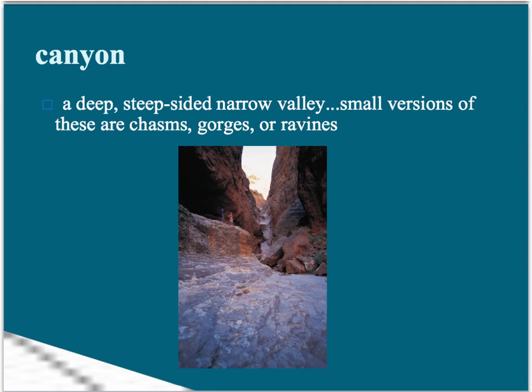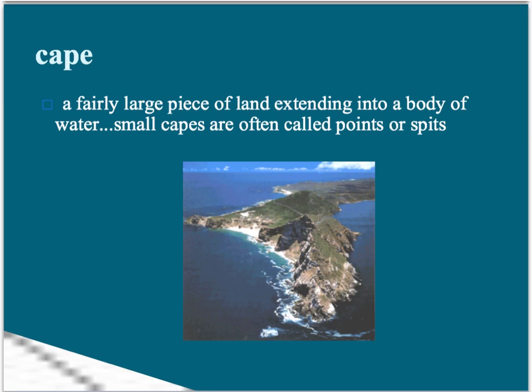Next is a canyon, a deep, steep-sided narrow valley. Small versions of these are chasms, that's a hard C, gorges, or ravines. A cape, a fairly large piece of land extending into a body of water. Small capes are often called points or spits. Bet you didn't know that.